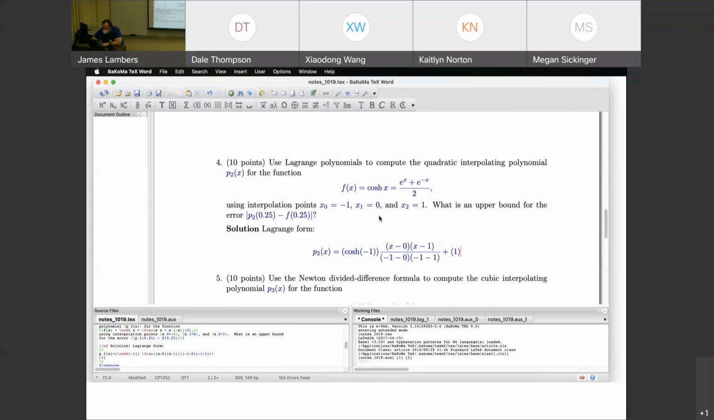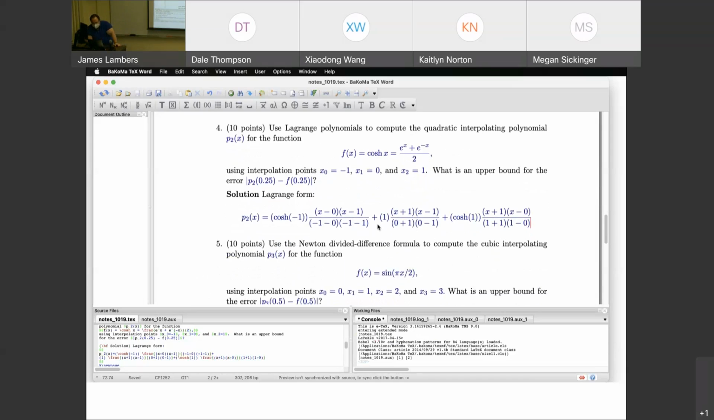Then you have cosh of 0, which is 1, times the second Lagrange polynomial, so that's x plus 1, x minus 1, over 0 plus 1, 0 minus 1. So x minus the other points, 0 minus the other points. This term is for the interpolation point -1. This term is for the interpolation point of 0. And then finally we have the third term corresponding to x2 equals 1. So we want the value of the function at 1, and then we have x minus each of the other interpolation points, -1 and 0. Okay. So in its unsimplified form, this is the Lagrange interpolating polynomial.